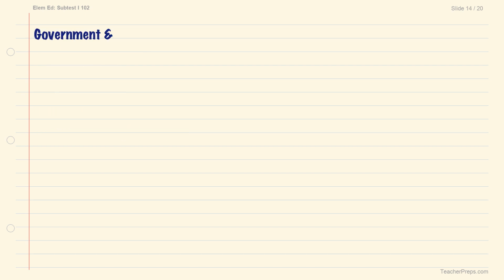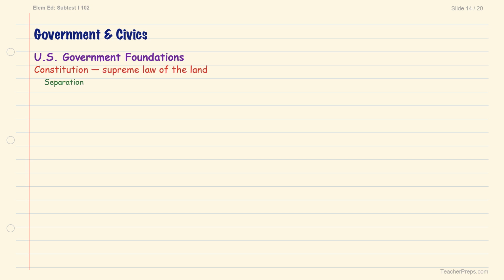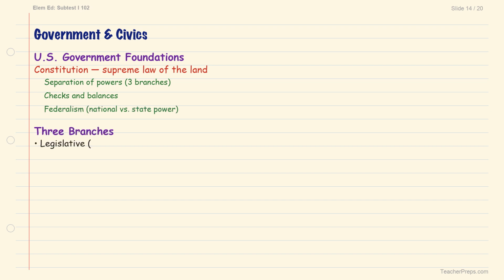Let's start with government and civics. The U.S. Constitution establishes key principles. Separation of powers divides government into 3 branches. Checks and balances prevent any branch from becoming too powerful. And federalism divides power between national and state governments.